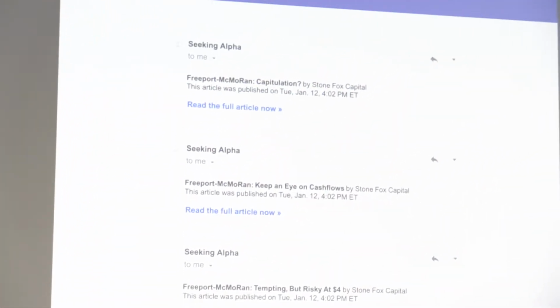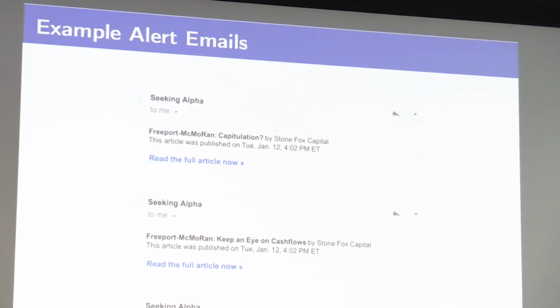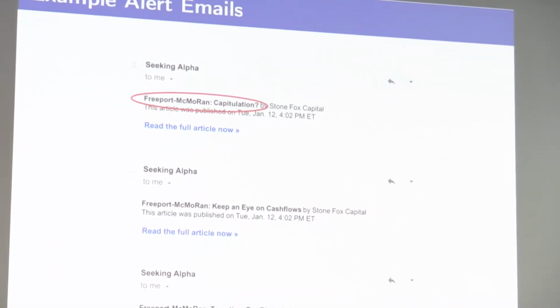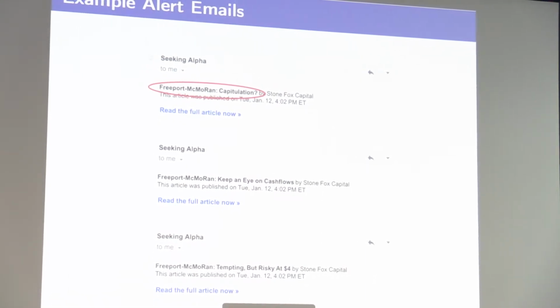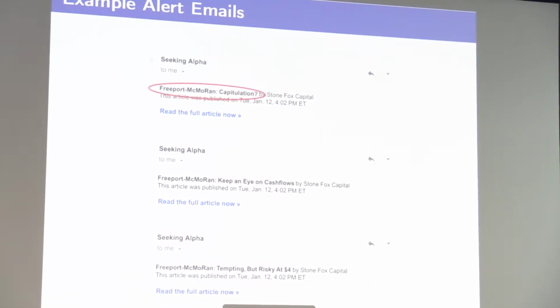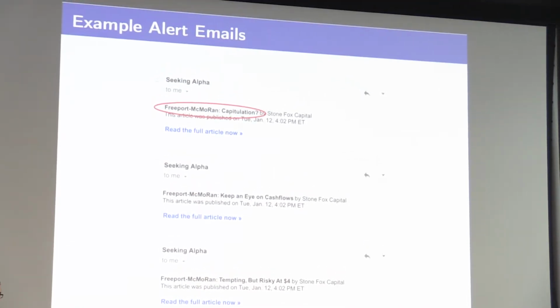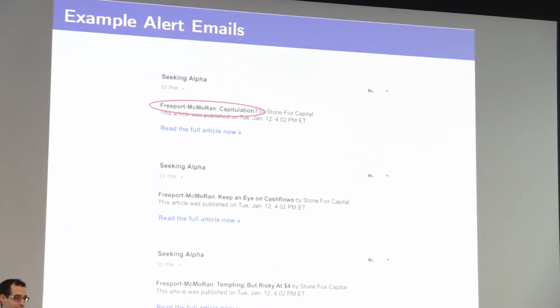And they're going to get one of the titles randomly assigned to them. In this case, it's about Freeport-McMoRan, which is a big oil and gas company and copper company. But they're going to get one of these emails. What varies across these emails is the bold, which is the title. So you're going to get "Freeport McMoRan capitulation," "Keep an eye on cash flows," "Tempting but risky at 4." And these are randomly assigned, so it's very clean from that perspective.